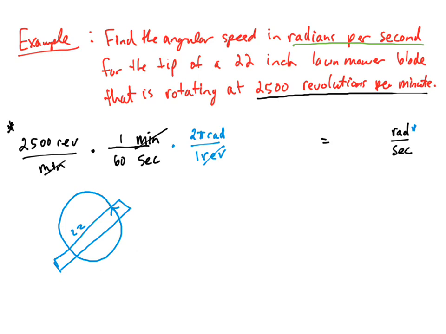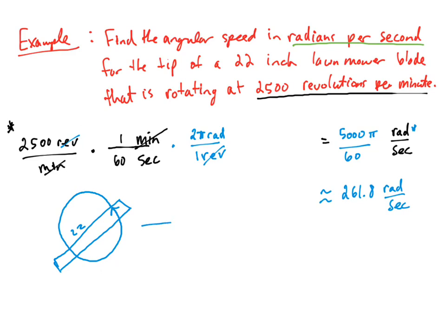So the revolutions can cancel. Our units are radians in the numerator and seconds in the denominator. So I just need to multiply through 2,500 times 2 pi, which is 5,000 pi radians, divided by 60. There's nothing to multiply there. So 5,000 pi divided by 60 radians per second. If we multiply this out, we end up with 261.8 radians per second.